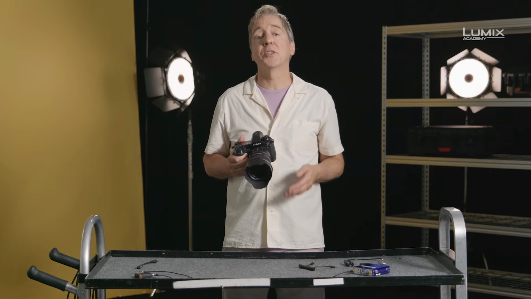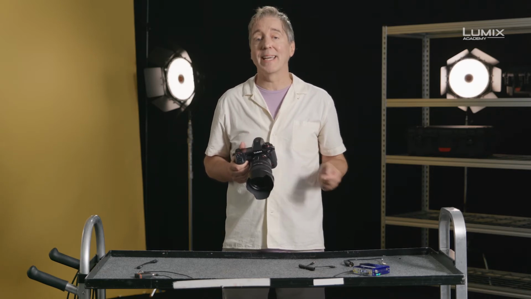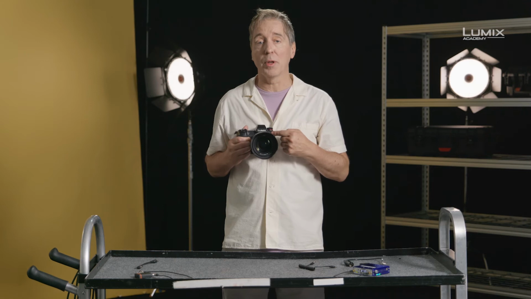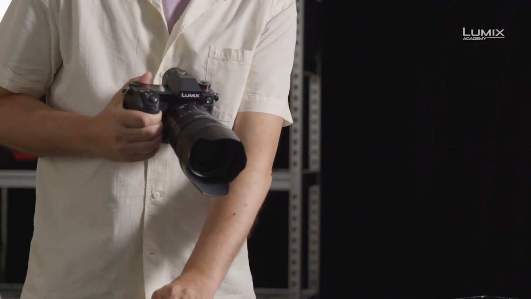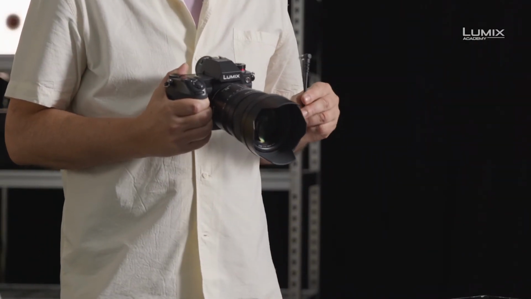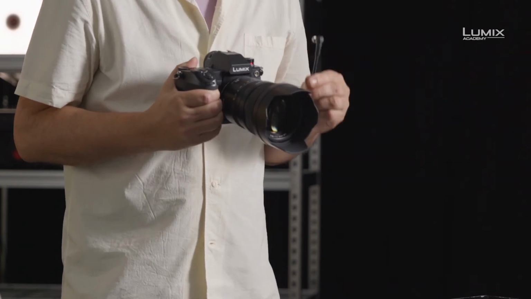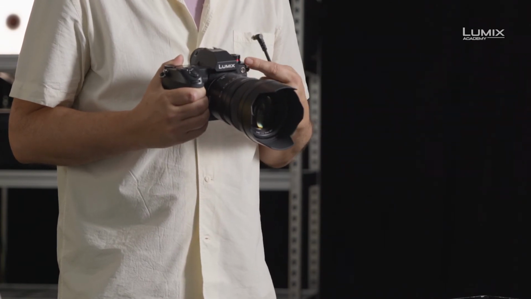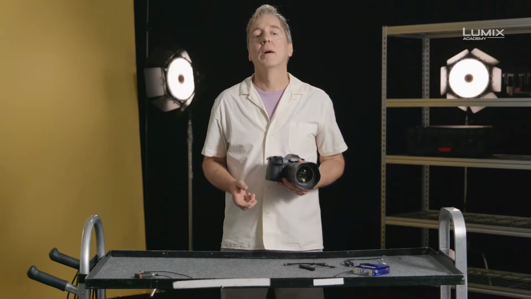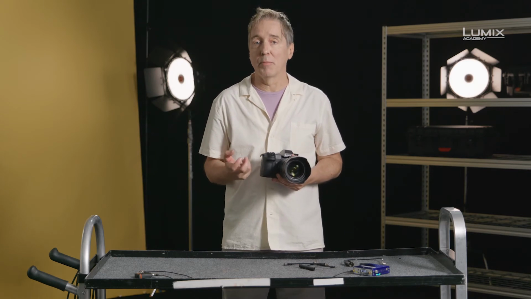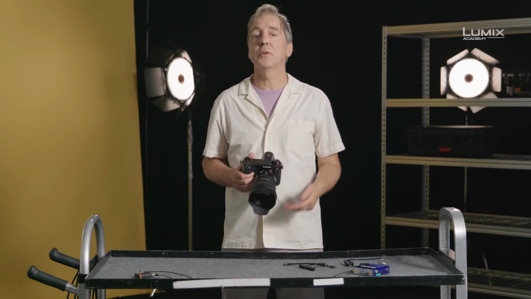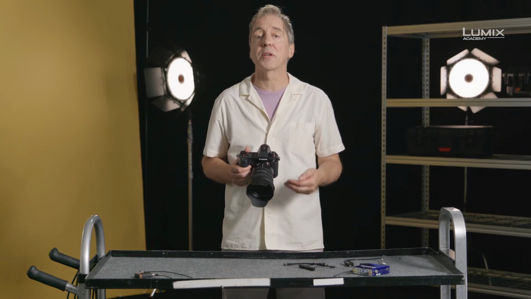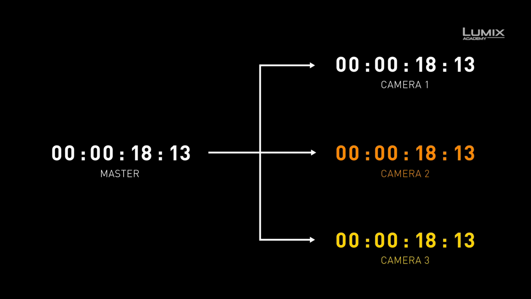Currently, both the S1H and GH5S have timecode ability in-out via the flash sync port on the front of the camera. The camera comes with a cable like this. This allows you to securely connect an industry standard BNC cable via the flash sync port in order to sync timecode. If you're working with other timecode capable cameras or audio devices, you can use cables to synchronize across the various devices, choosing whether to make the S1H or a GH5S the master or slave device, if you have an external timecode generating device.